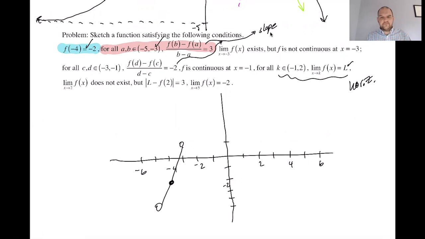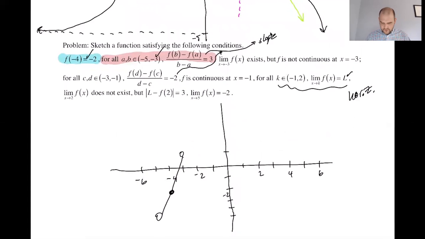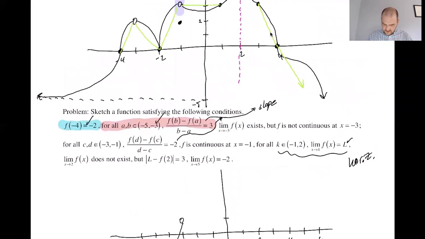That works. All right. The limit as x approaches -3 exists. Well, I know the limit from the left is +1. So the limit from the right is also +1. And now let's see. So this piece of information.